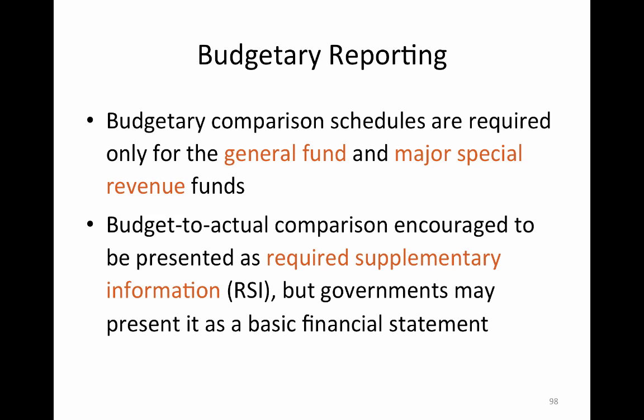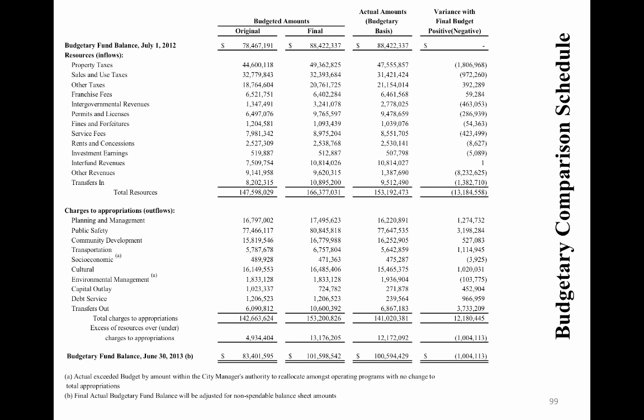The one other part of RSI that I wanted to take a moment to talk about are budgetary comparisons. Governments actually have the ability to report these as basic financial statements if they want to, but they're encouraged to present them as required supplementary information. They have to present a budgetary comparison for the general fund and for any major special revenue funds for which a budget is formally adopted. So this is what a typical one might look like.